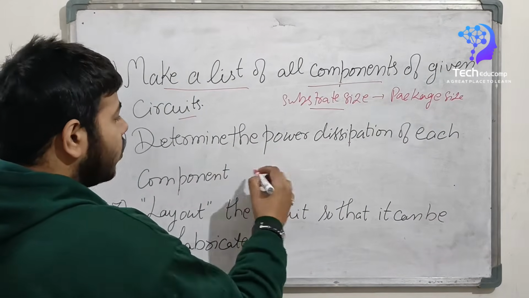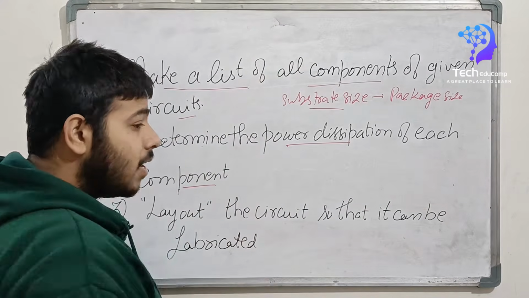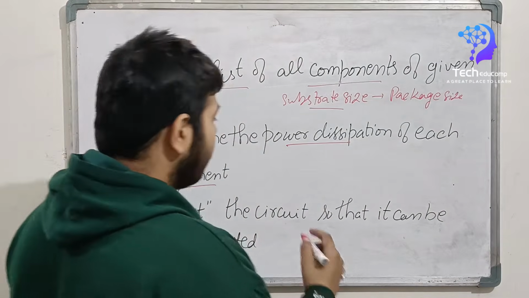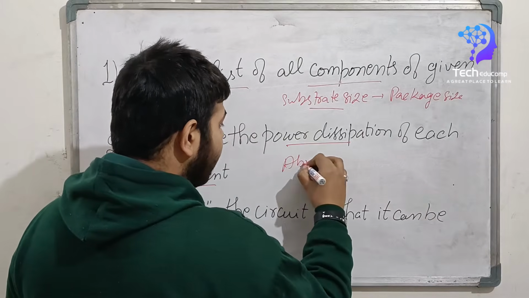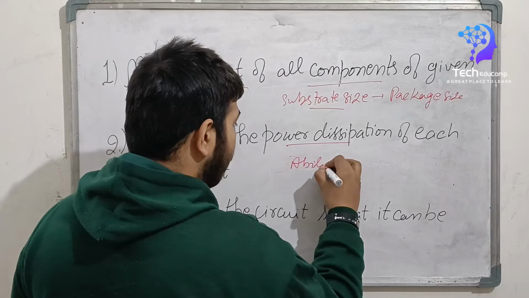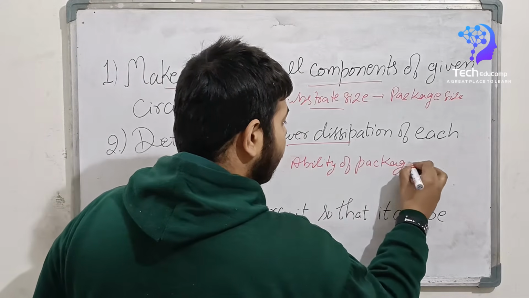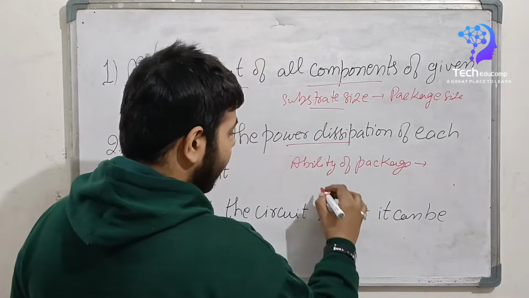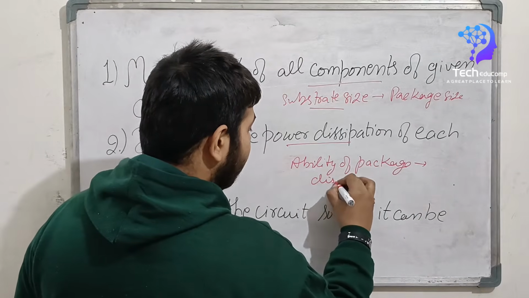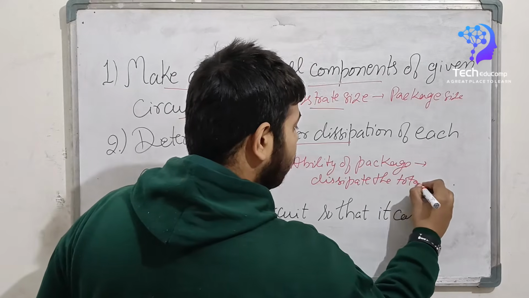Second, we should determine the power dissipation of each component. Why? Because this will help to determine the ability of the package, that is, how much total power this package will dissipate.